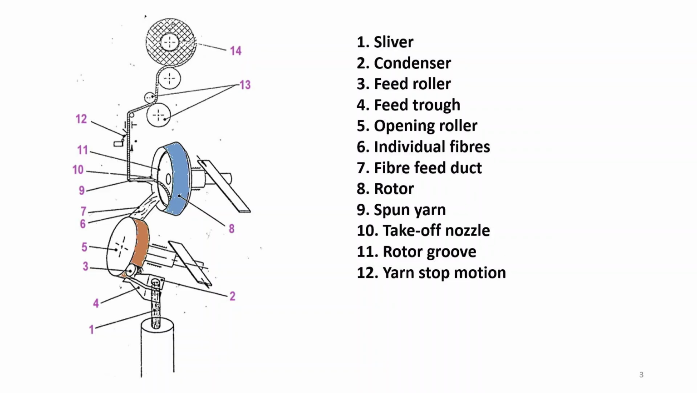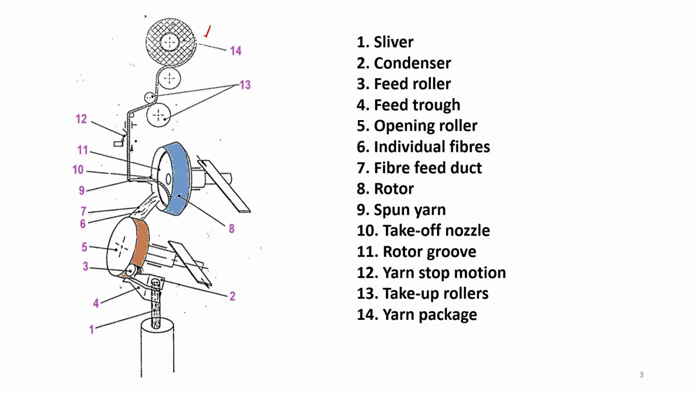So the machine, or that particular winding part, will stop. Then there is the take-up roller and the yarn package. So, this is the simplified process of rotor spinning.